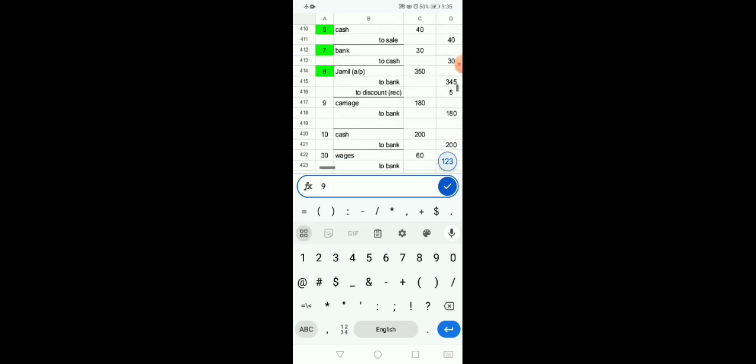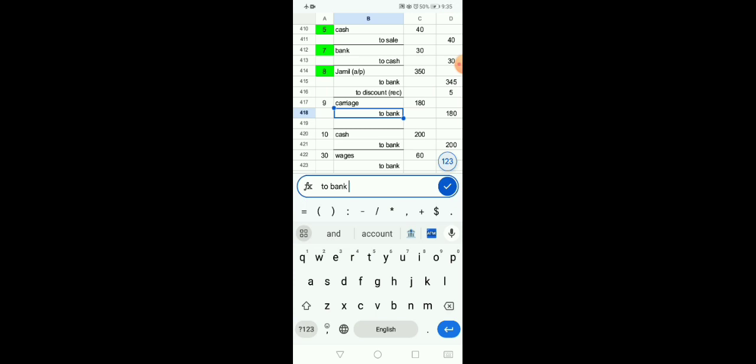So 9th entry was having only 1 element and we have already posted. 9th entry is completed. Mark it as it has been done. We have credited bank by 180. Okay. Next entry is entry number 10. There are 2 elements and both elements are related to cash book. So we will post both of them, but step by step. First step is to see cash, which is debited by 200.